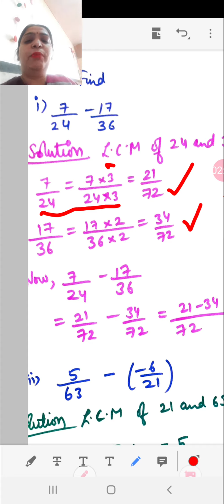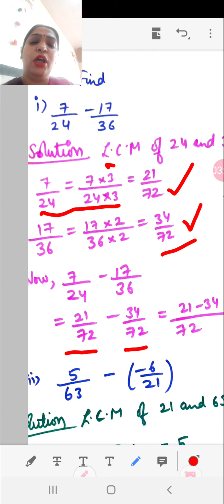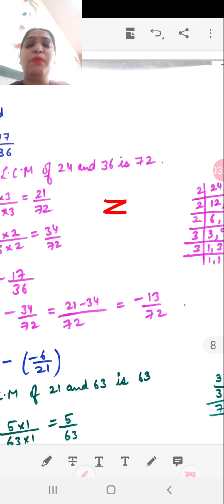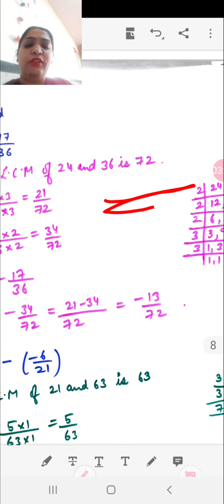Now 7 upon 24 minus 17 upon 36. The value of 7 upon 24 is 21 upon 72, and the value of 17 upon 36 is 34 upon 72. Now in this case, if one is positive and one is negative, we have to do subtraction and the sign will be of the greater one. That means minus 13 upon 72 is the answer.